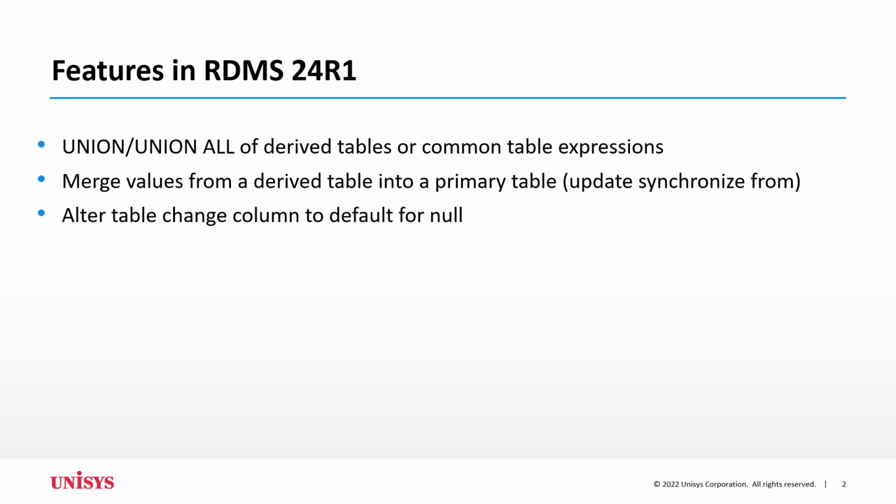Here are the features that are available in RDMS 24R1. You can now declare a union of derived tables and common table expressions within a union or union all clause. You can merge values from a derived table into a primary table using the update synchronize from syntax. You can use the alter table statement to change the semantics of a column from null allow to not null.